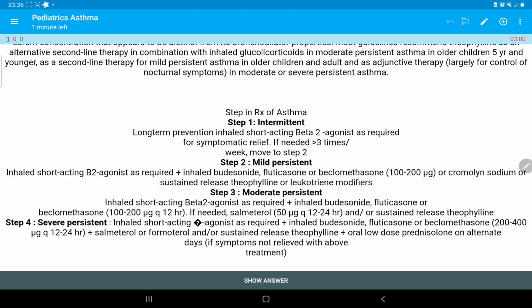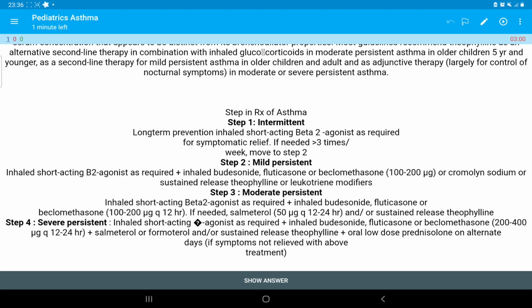Step 2, that is mild persistent. We can give the same things: inhaled short-acting beta 2 agonist as required plus inhaled budesonide, fluticasone or beclomethasone, or cromolyn sodium, or sustained-release theophylline or leukotriene modifiers. We can add corticosteroids. In step 3, we can do the same thing: beta 2 agonist as required, inhaled budesonide, fluticasone or beclomethasone. If needed, salmeterol 50 mcg every 12 hours, or sustained-release theophylline.